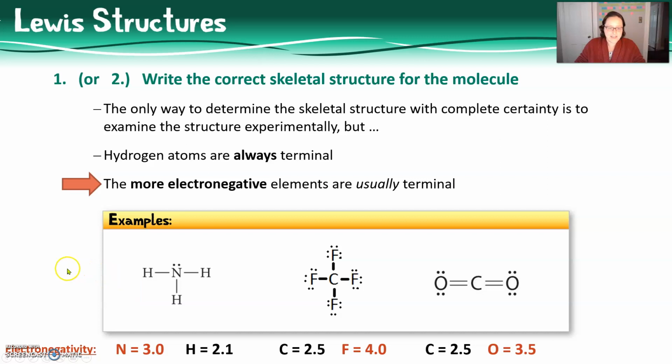Also, you do not need to know the exact value for the electronegativity to use this rule. Just knowing the general trend for electronegativity in the periodic table is usually enough to determine which element is least electronegative and therefore the central atom.